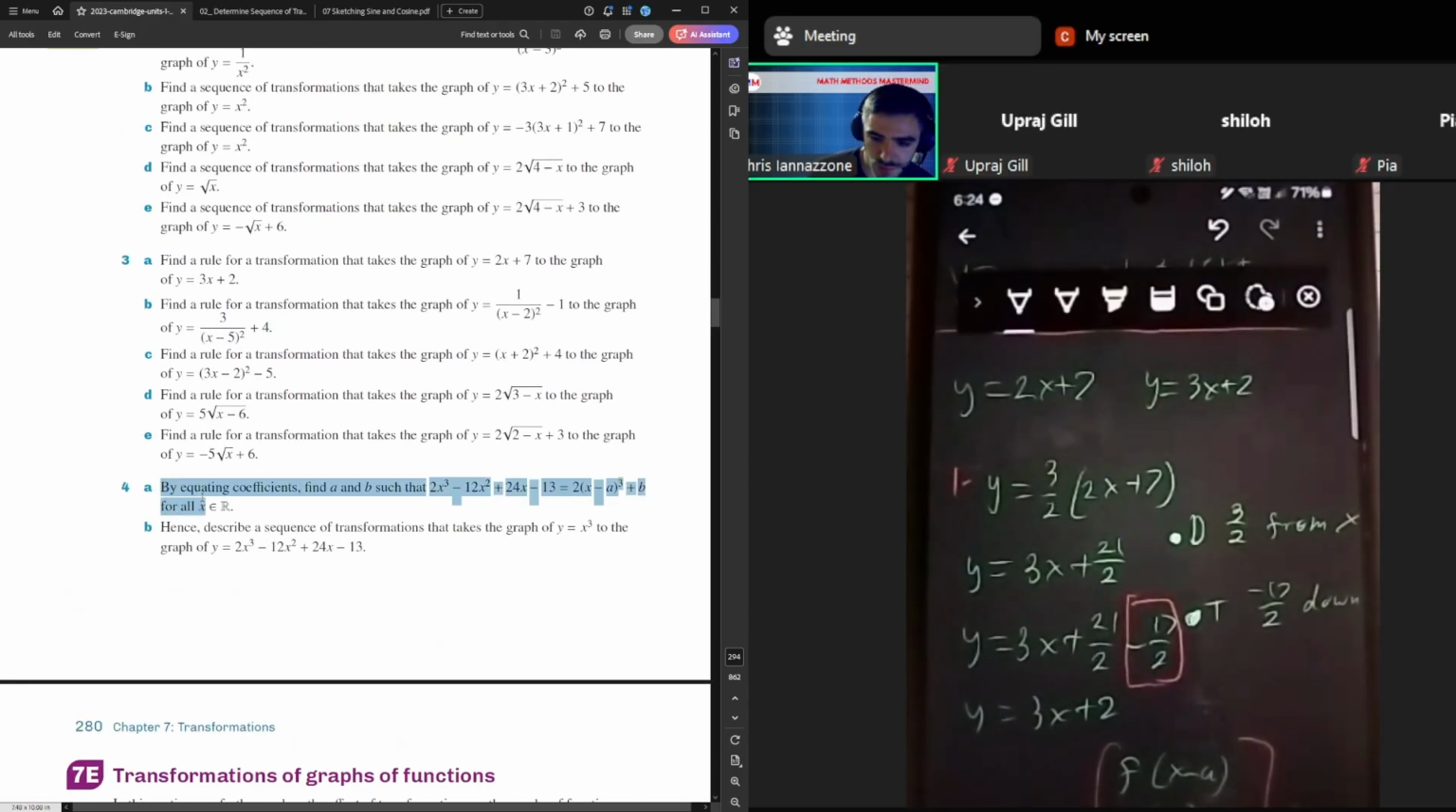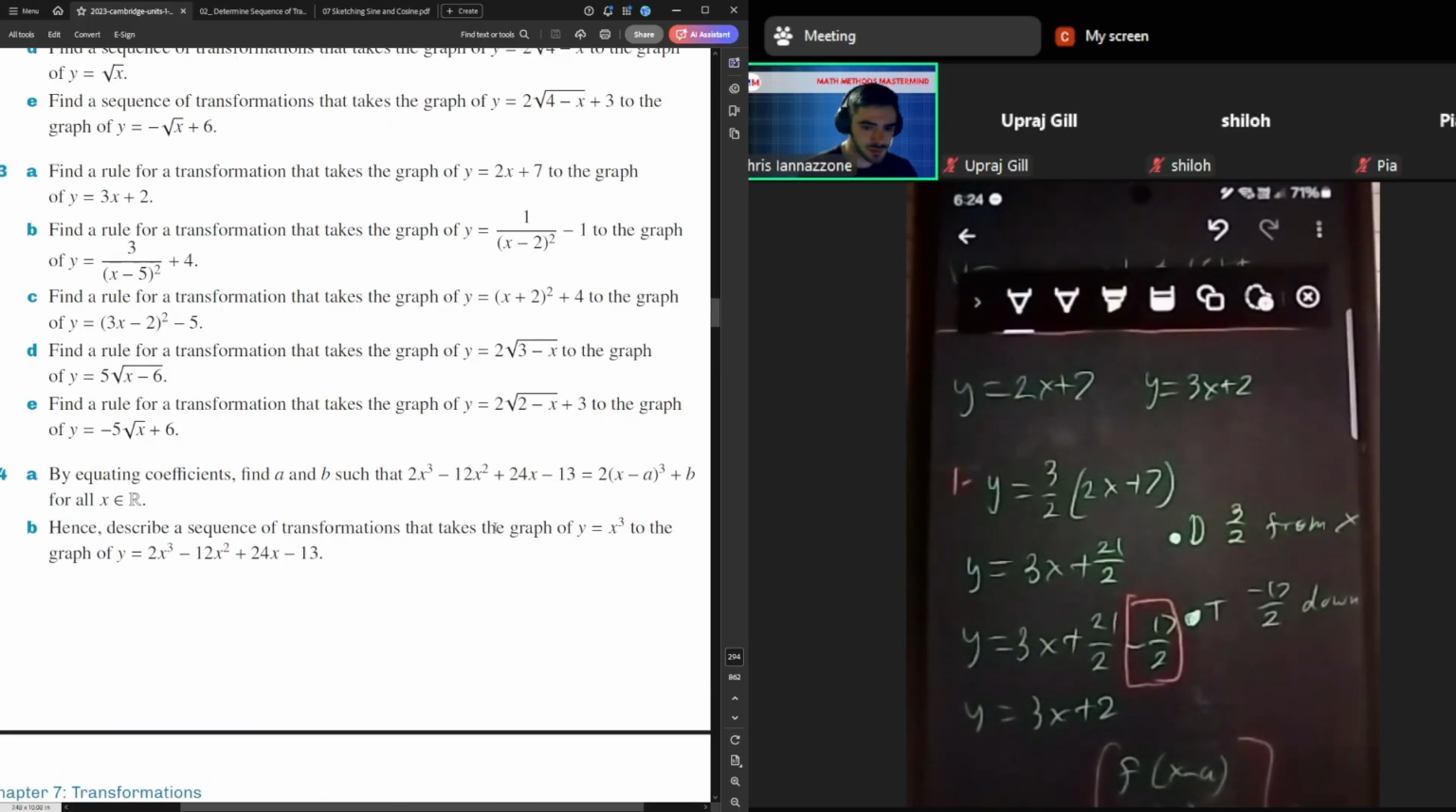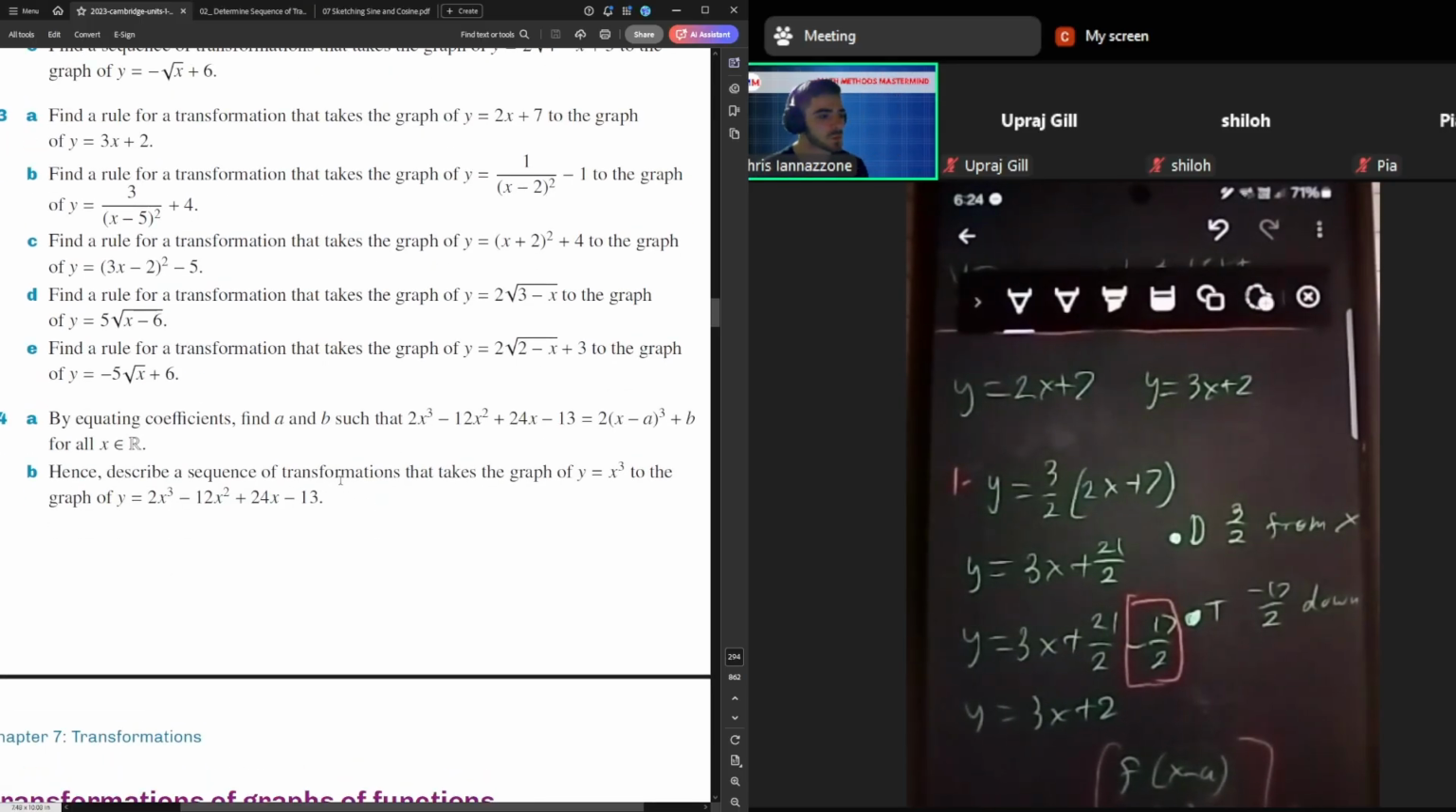So I guess we'll cap this one off by maybe not solving necessarily, but at least discussing question 4. We've got this scenario where we have some cubic equals some other kind of cubic. One's in the full polynomial form, the other's in an inflection point form. It tells us, by equating coefficients, to figure out our a and b values. Does anyone remember what equating coefficients means?